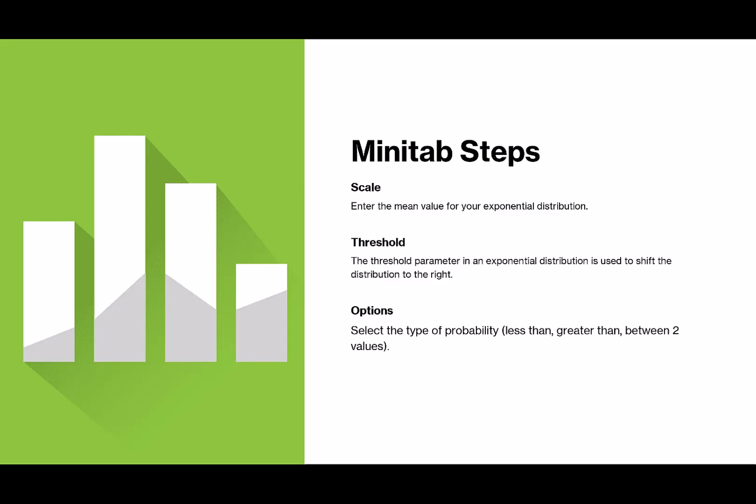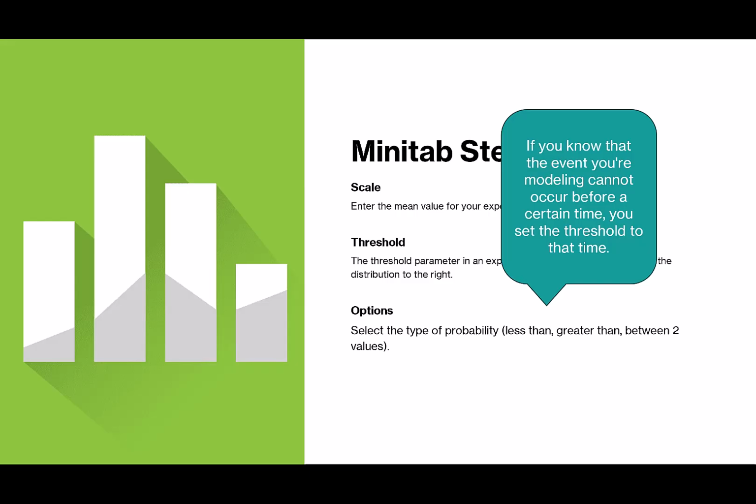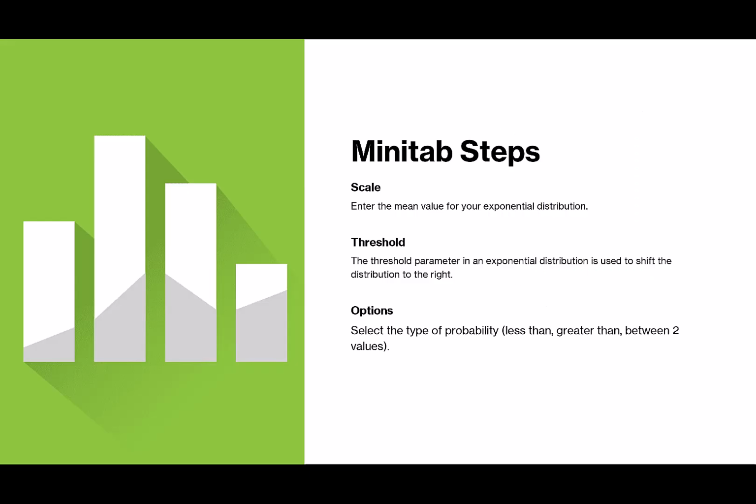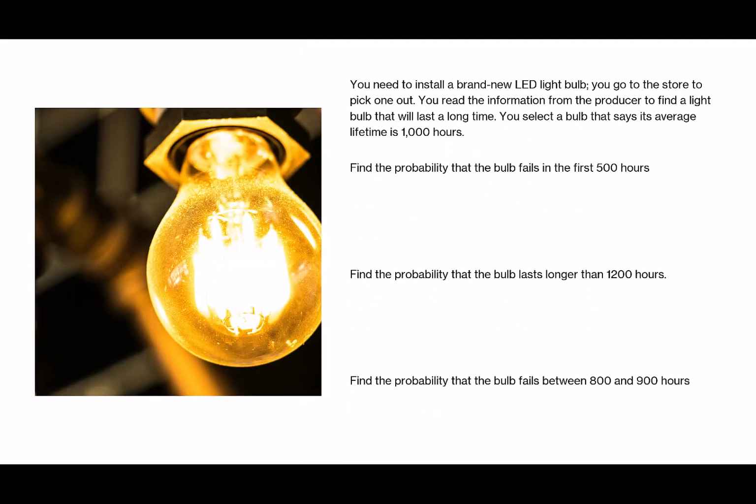In Minitab, we need to enter the scale and threshold before we select the option for the type of probability we want Minitab to calculate. For the scale, you're entering the mean value for your exponential distribution. The threshold parameter in an exponential distribution is used to shift the distribution to the right. If you know that the event you're modeling can occur before a certain time, you can set the threshold to that time. Options will let us select the type of probability we want to calculate: less than, greater than, or between two values. So let's look at some examples.